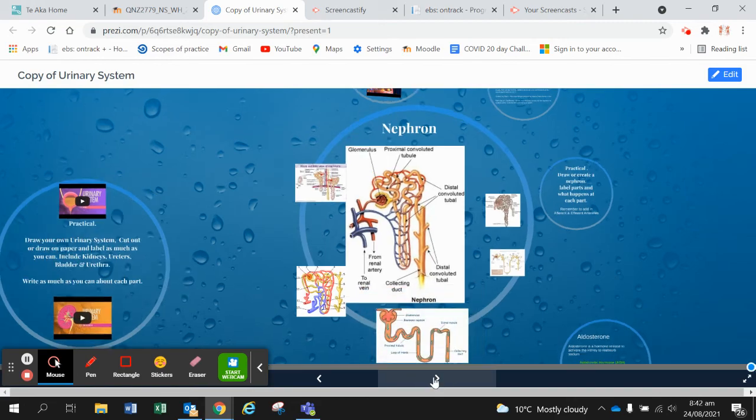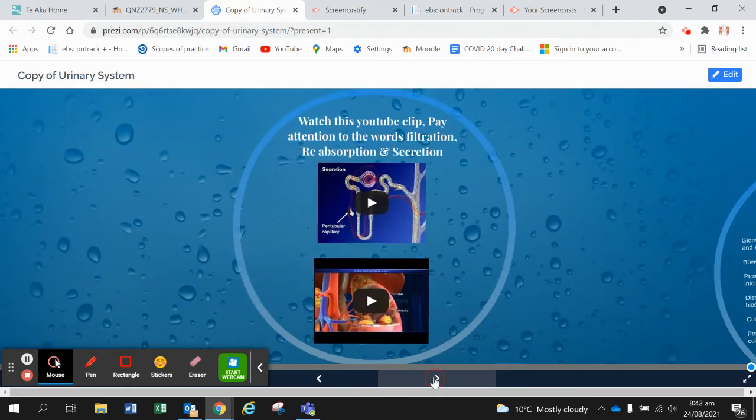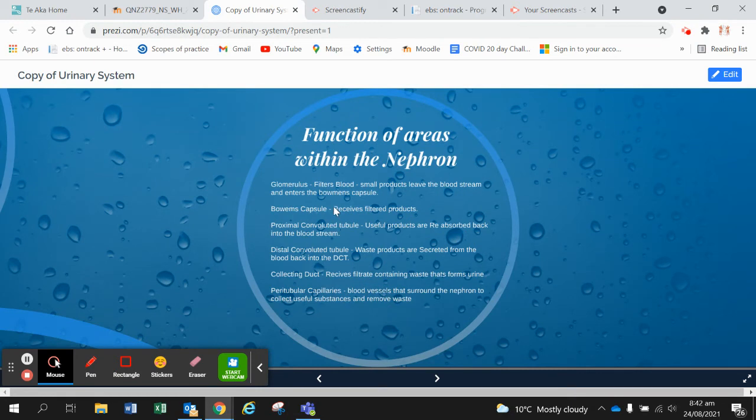Now let's see. You're going to label that nephron. And as you label it, in your books, there's an area where you can see what each part does. So the glomerulus is those small, tiny little capillaries where small products leave the bloodstream. The Bowman's capsule is where it receives all those filtered products that have come out of the bloodstream.